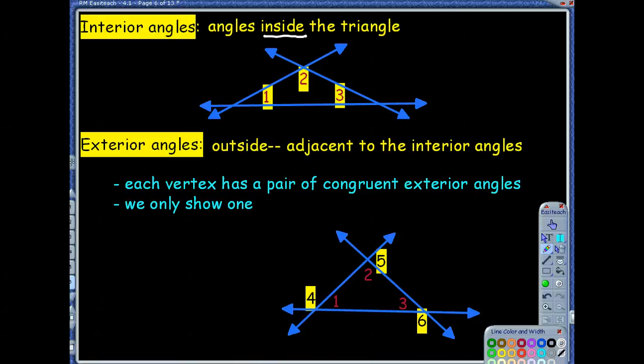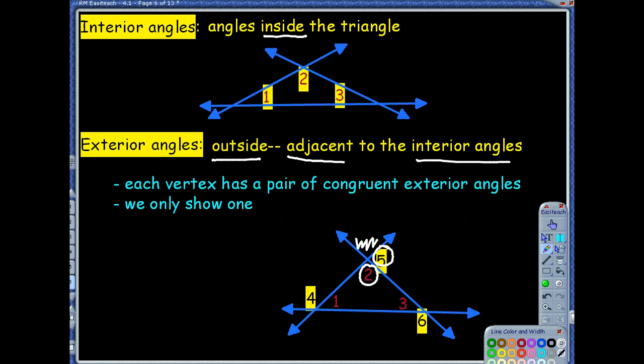Now, exterior angles. This is the one that's a little bit different. They are outside the triangle, but there's a characteristic here. They are adjacent to the interior angles. So if angle 2 was an interior angle, the angle that's adjacent to that would be my angle 5 that I have marked here. A lot of people want to think it's the vertical angle to that. It's not. It is definitely the angle that is adjacent to it.